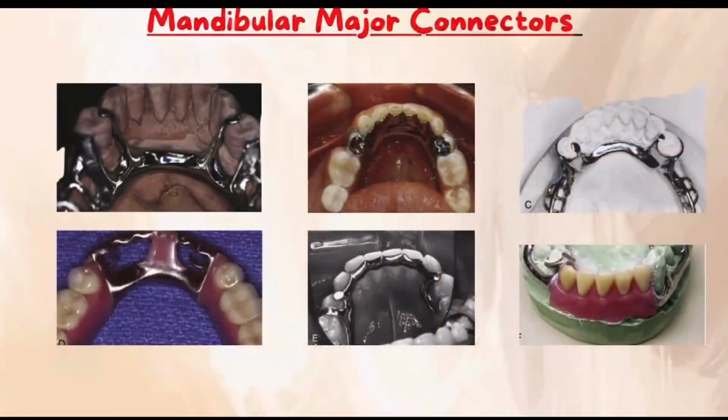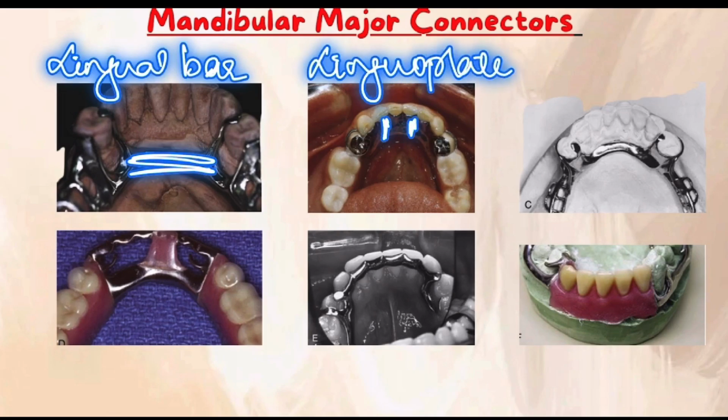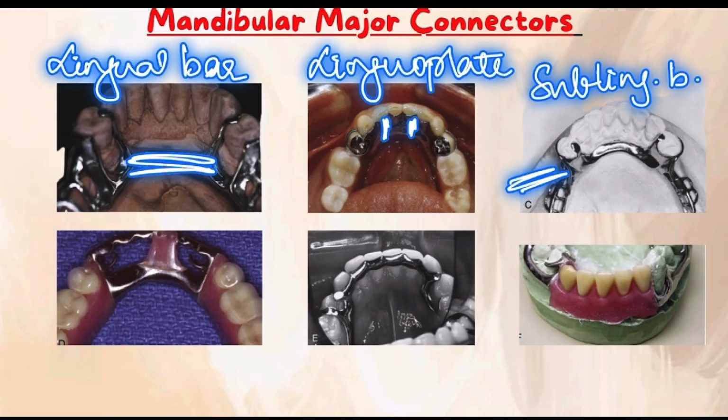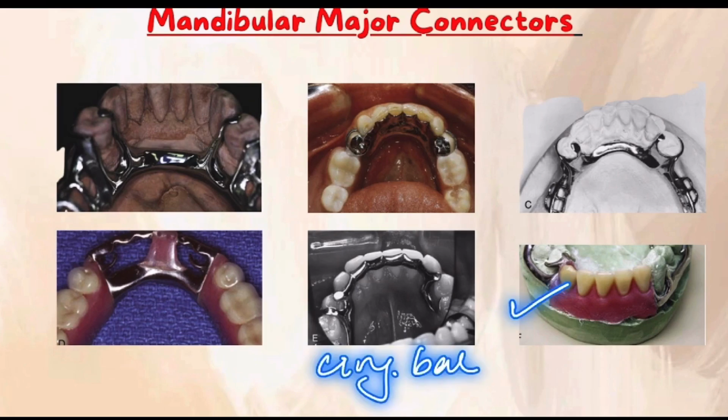Let us begin our discussion on the mandibular major connectors. Mandibular major connectors are classified into 6 types. They are the lingual bar major connector, the lingual plate major connector, the sublingual bar major connector, the lingual bar with a continuous bar, the cingulum bar major connector, and lastly the labial bar major connector.